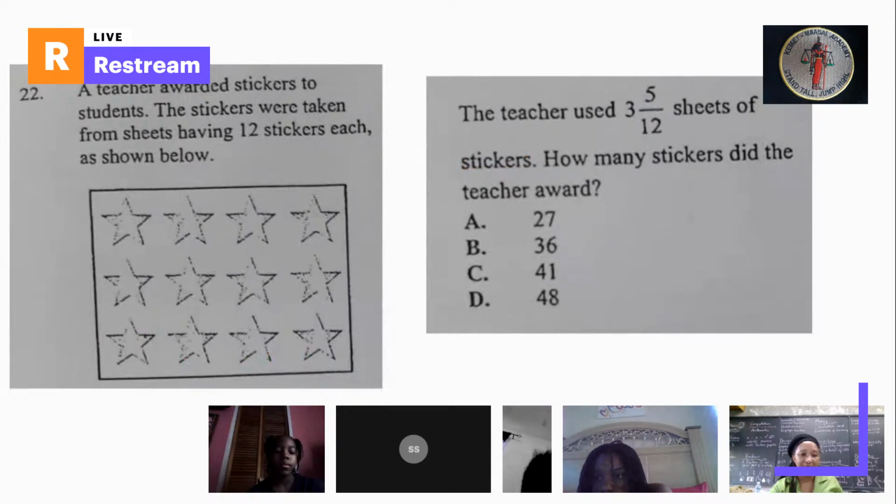All right, number 22. A teacher awarded stickers to students. The stickers were taken from sheets having 12 stickers each, as shown below. The teacher used 3 and 5/12 sheets of stickers. How many stickers did the teacher award? All right, so that's a mouthful.